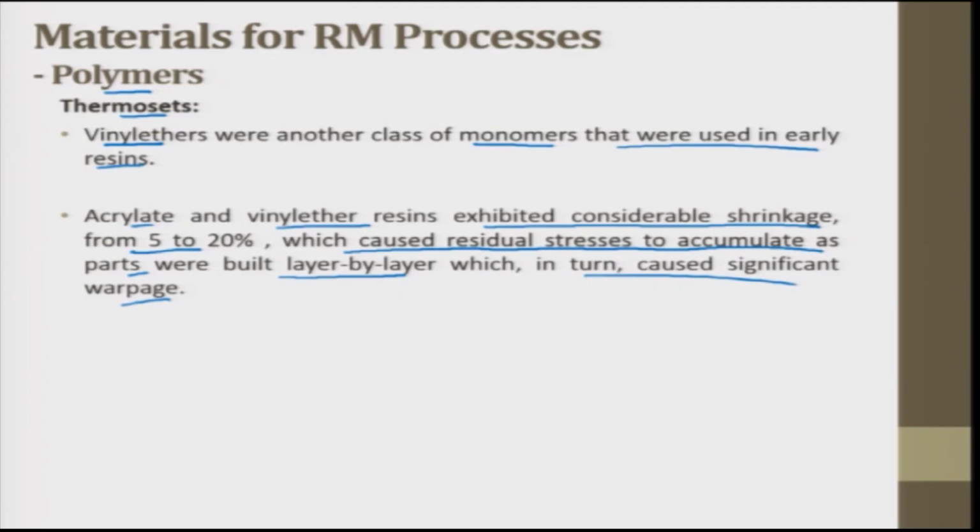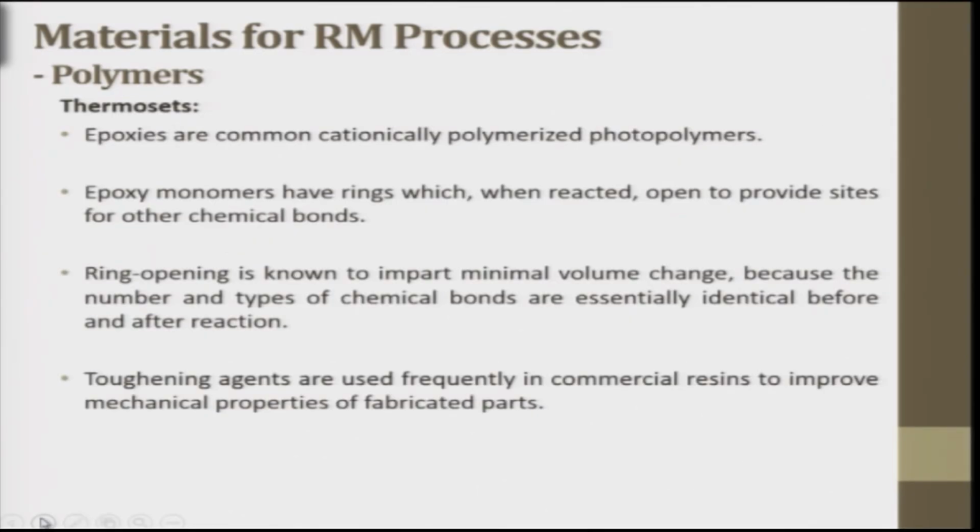Another disadvantage of acrylate resin is that their polymerization reactions are inhibited by atmospheric oxygen. So to overcome these disadvantages of vinyl ethers and acrylate, certain other thermosets are now being used, such as epoxies. Epoxies were introduced in the early 1990s and brought significant advantages to vat polymerization processes, but they complicated the formulation of resins. Also, this is a little more expensive than the other resins.